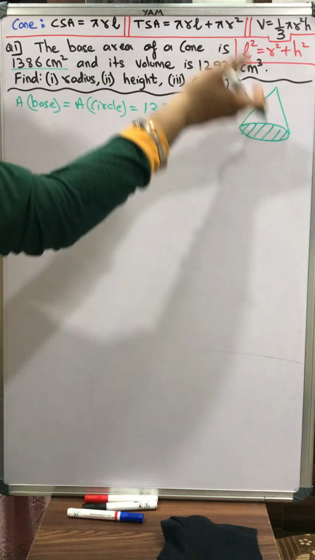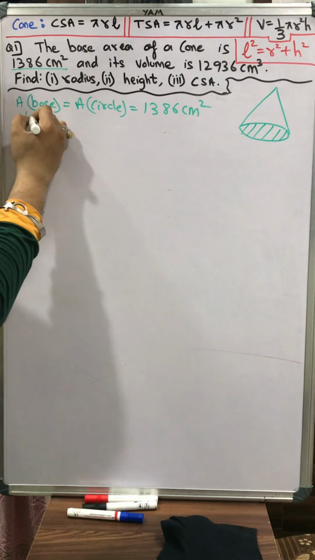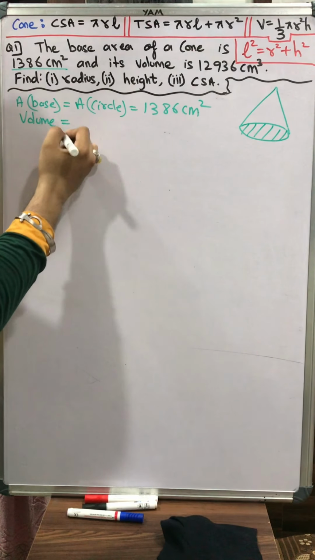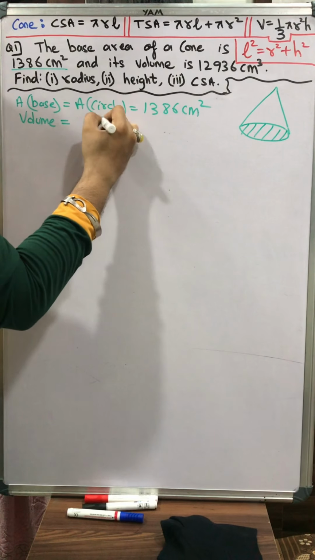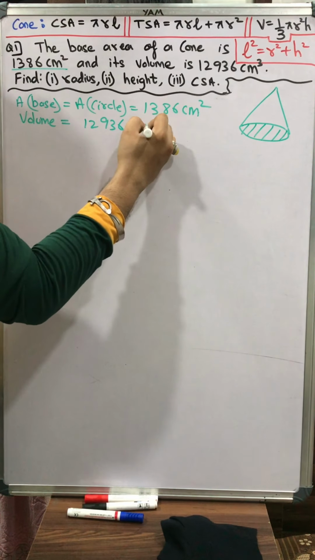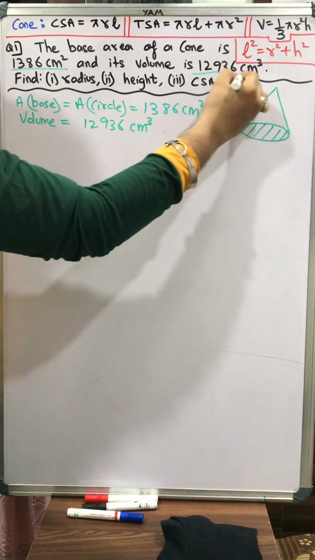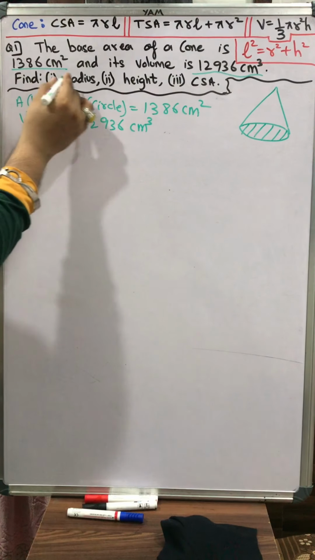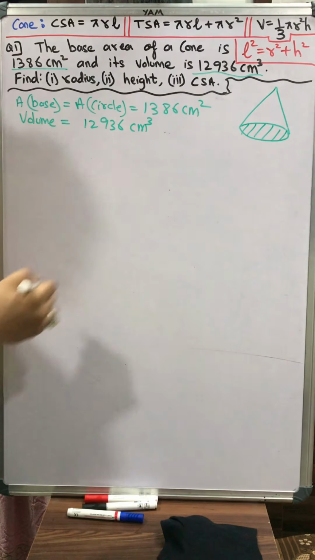The volume of the cone is also given to us. Volume is given to us. It's how much? 12936 centimeter cube. Find radius, height and curved surface area.